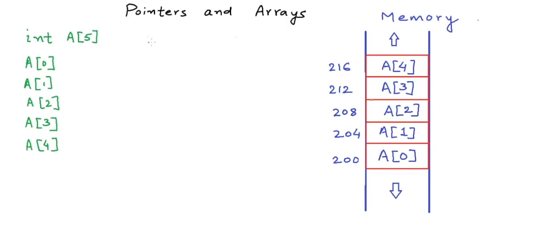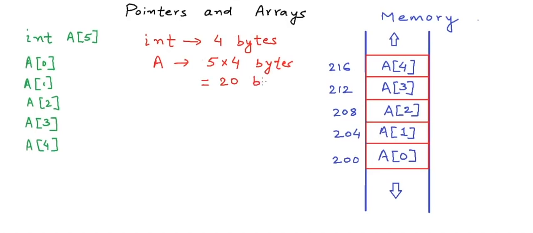If A0, or the first element in the array, is stored at address, let's say, 200, and in a typical modern-day compiler, an integer is stored in 4 bytes. So A1 will be 4 bytes ahead of A0 at 204, A2 will be at 208, A3 will be at 212, A4 will be at 216. The overall size of the array would be 20 bytes, and these 20 bytes will be one consecutive block. We are only showing the section of the memory in which A is stored.